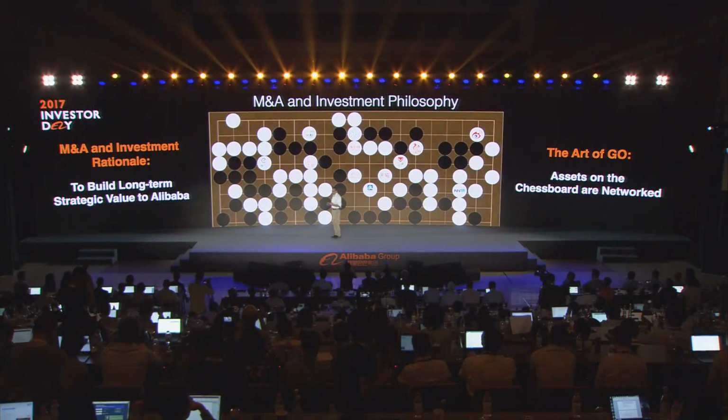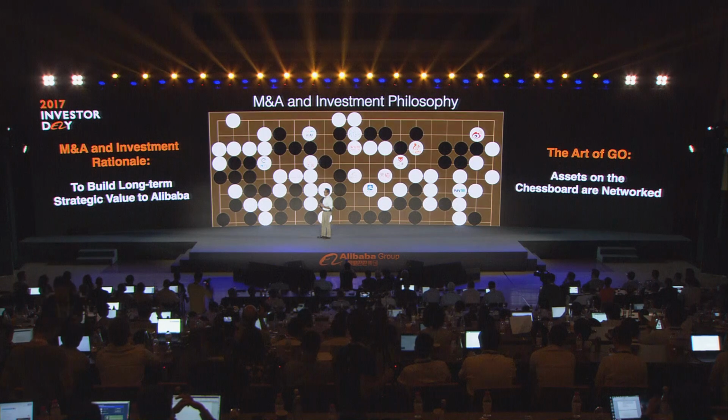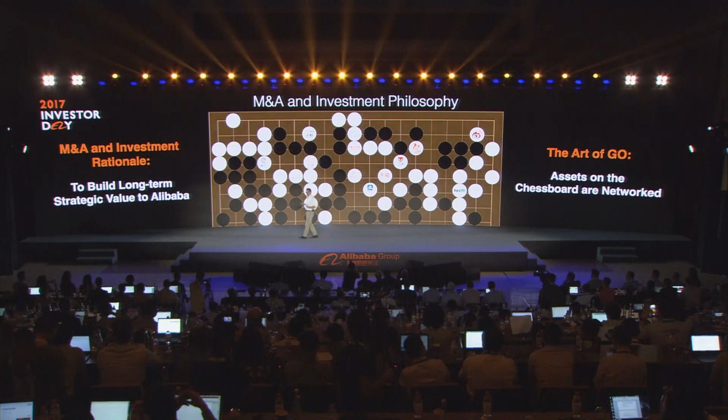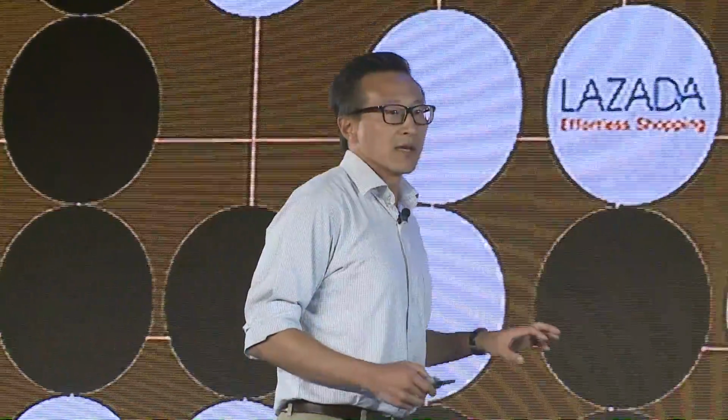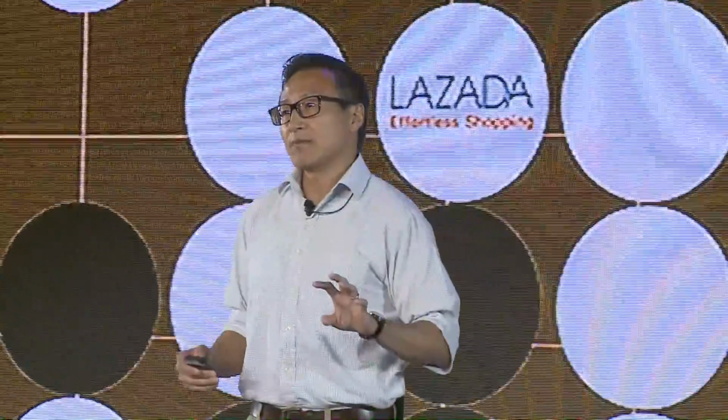So in this game of Go, making M&A and investments, what we're really looking at is the assets on the board. It's not a linear thinking process. It's not like, okay, I've acquired the video business. Next thing, I'm going to go acquire a movie maker and so on and so forth. The assets on the board are networked. What does that mean?